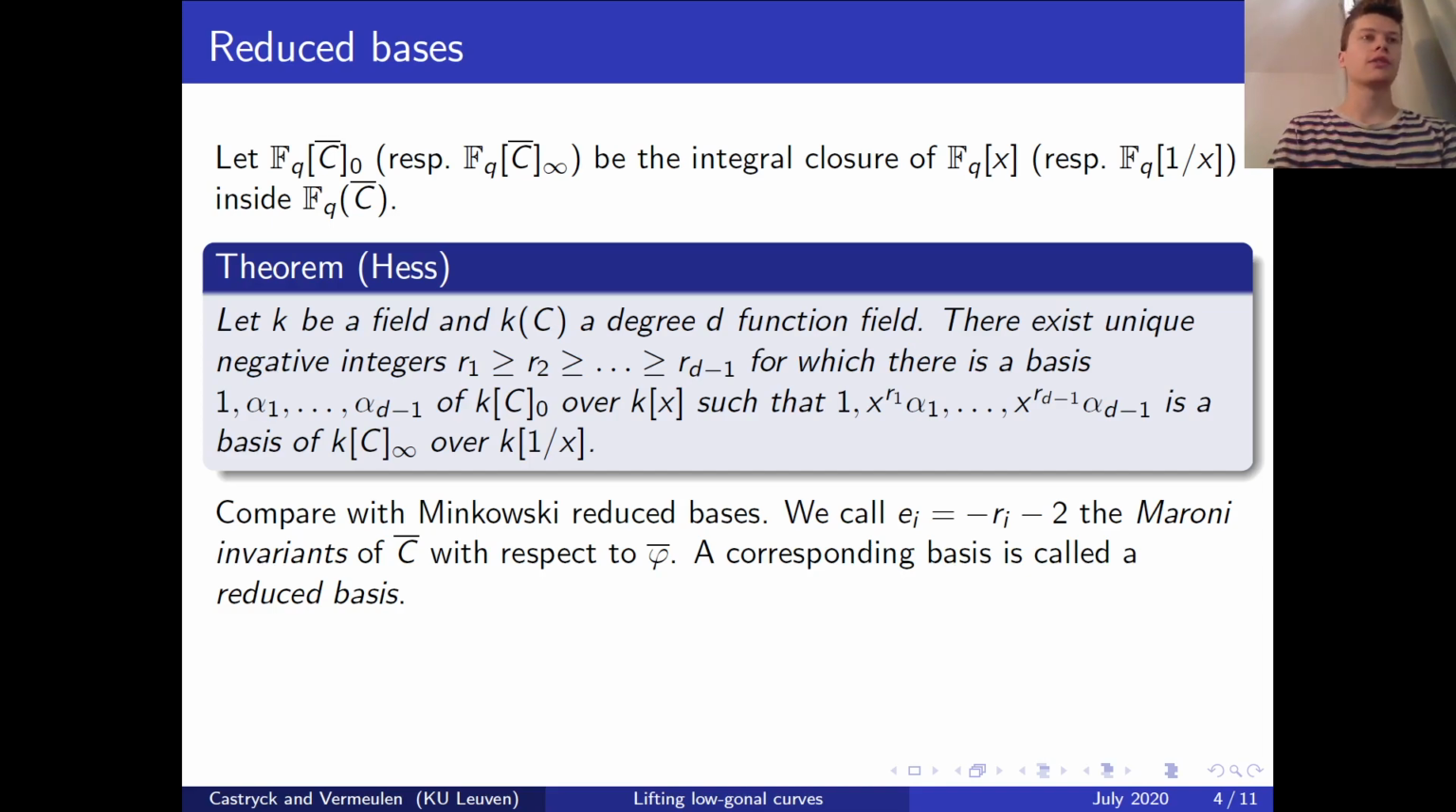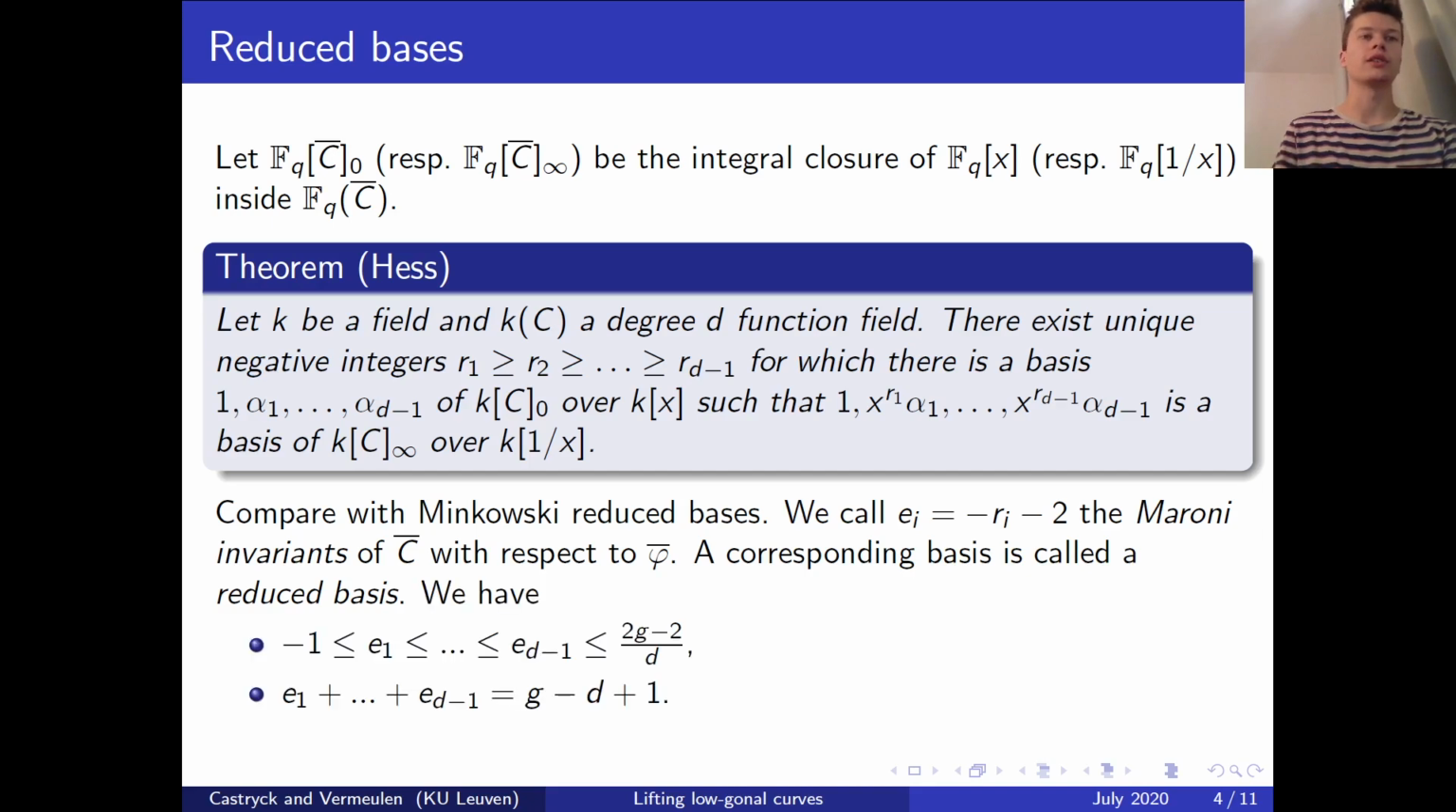And just for completeness, these Maroni invariants satisfy the following two properties, namely you can order them, and then the largest of them is at most 2g minus 2 over d. And secondly, the sum of all of them is equal to g minus d plus 1. And both of these results, you can prove them with the Riemann-Roch theorem, and they have some counterpart in the number field case. So this second result, you can compare this with the fact that the volume of the fundamental domain of some lattice of a ring of integers is proportional to the square root of the discriminant.